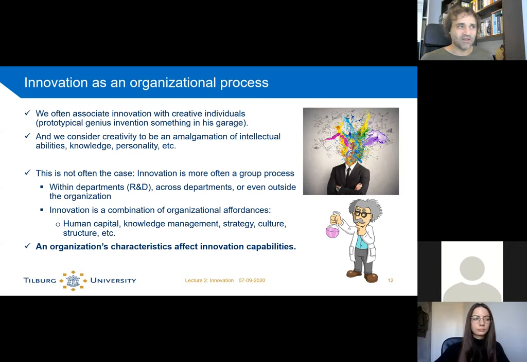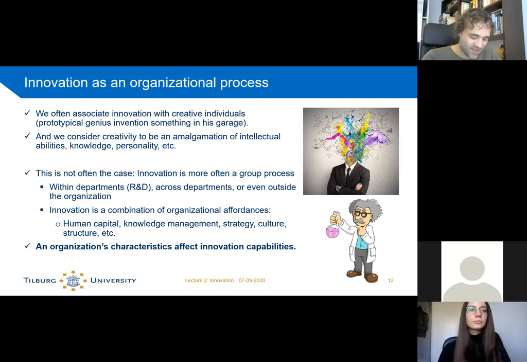So innovations we associate with creative individuals, the prototypical genius inventor. And creativity is like an amalgamation of abilities, knowledge, etc. But in an organization, creativity and innovation is more often a group process. It's also what I do in my work. I'm not working alone doing my research. I work together with other people. I visit conferences. I read scientific papers. And together, that allows me to do my research and innovate. Well, a bit. So innovation is not what you think, the prototypical inventor.